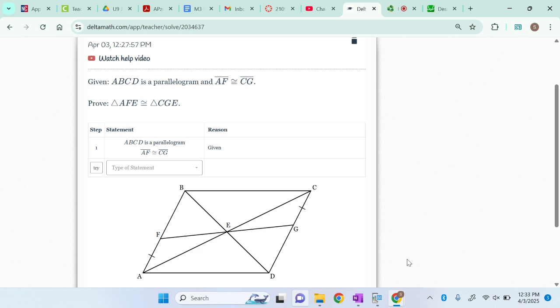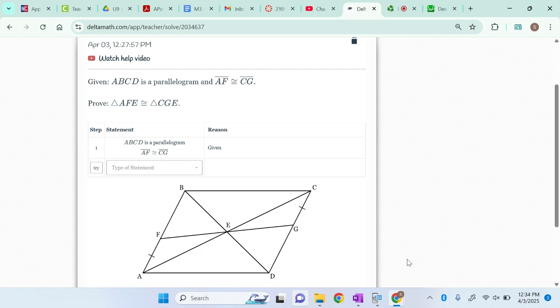What's special about those two angles? These two angles right here. They're vertical. So the reason is vertical angles are congruent. So that one's easy. But now we got to think about how to prove that these two, all right, are congruent.